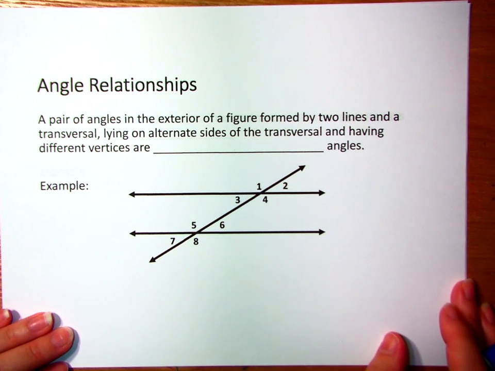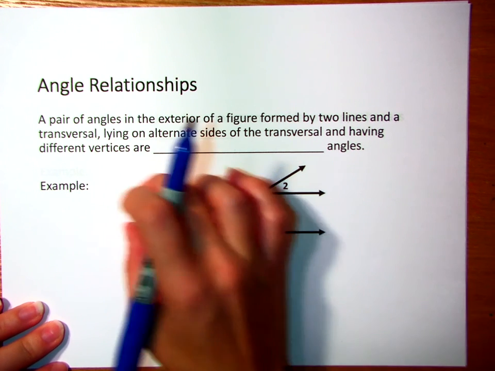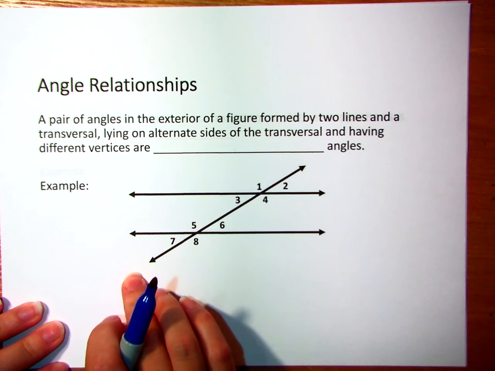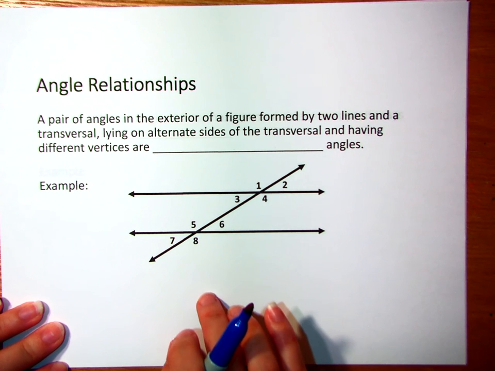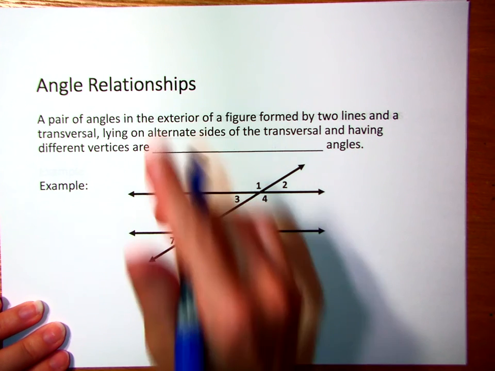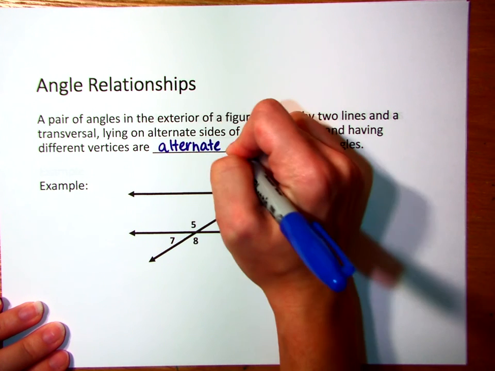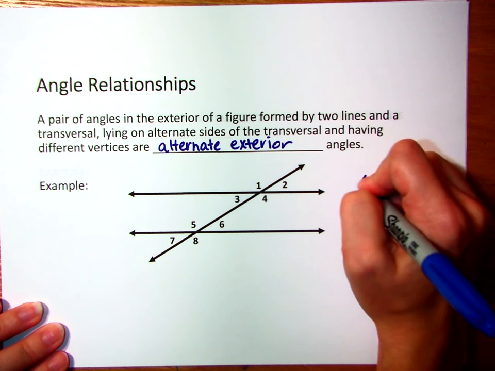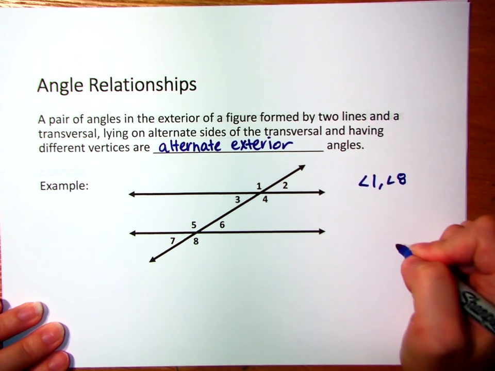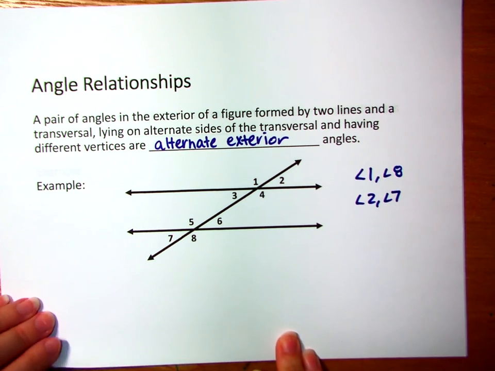Next, we have a pair of angles in the exterior of a figure. They're formed by two lines and a transversal. So here are your two lines. Here's the transversal. They're on the outside. They're on alternate sides of the transversal. They have different vertices. Those would be called alternate exterior angles. So for example, in our diagram, angle 1 and angle 8, and angle 2 and angle 7 would be alternate exterior angles.